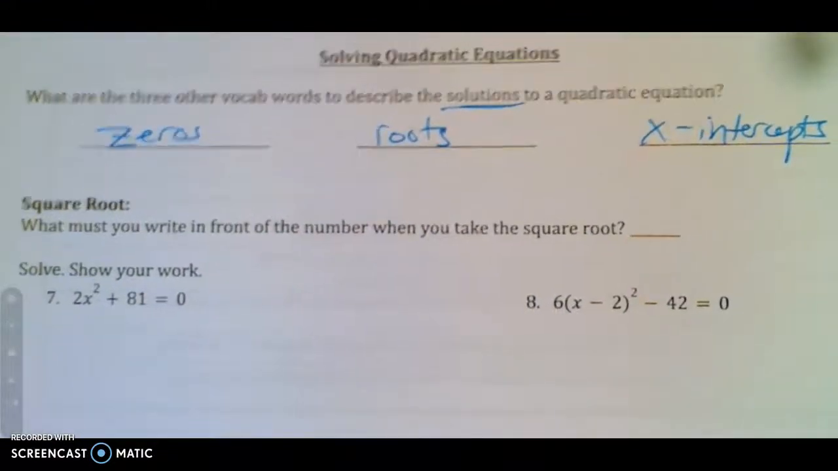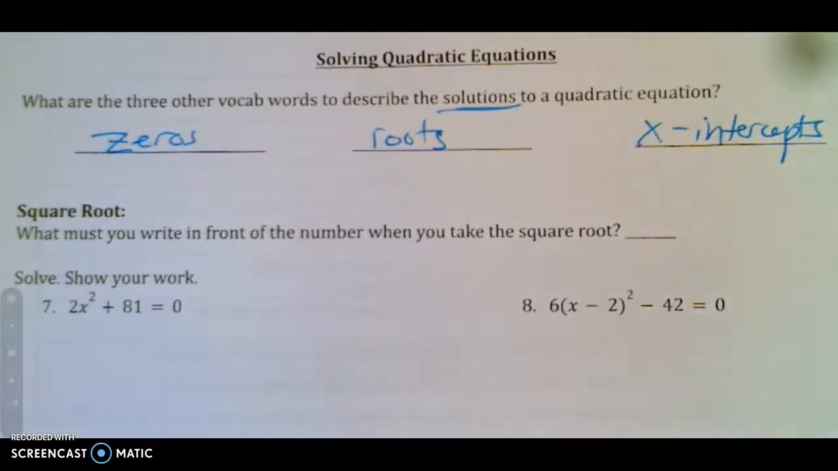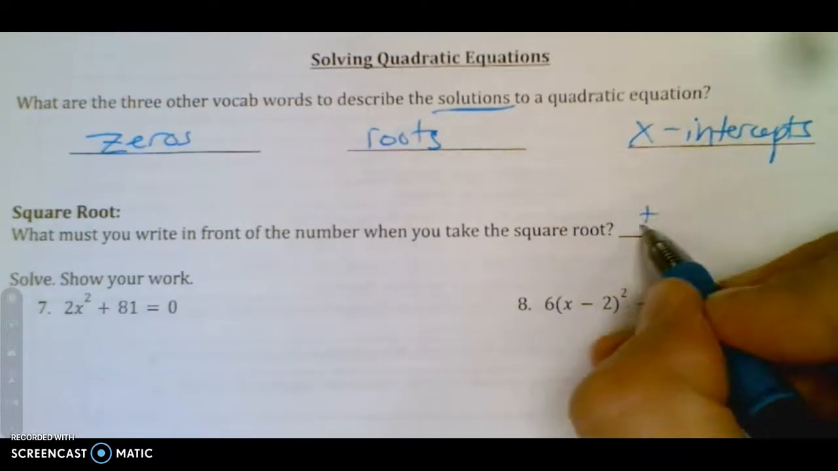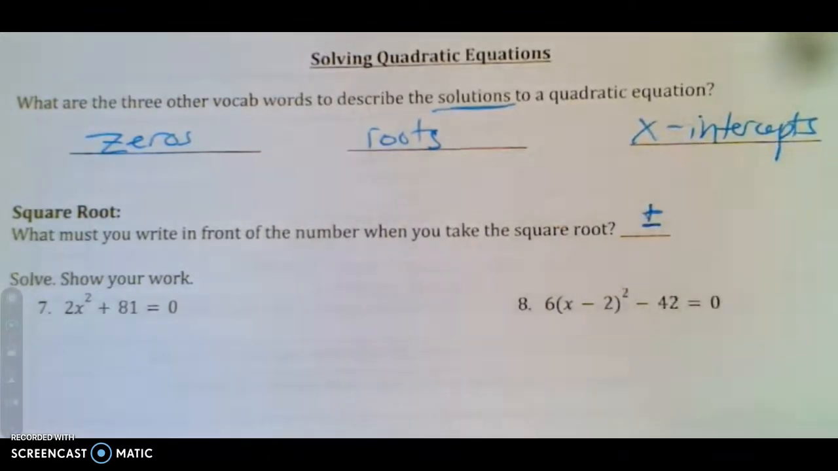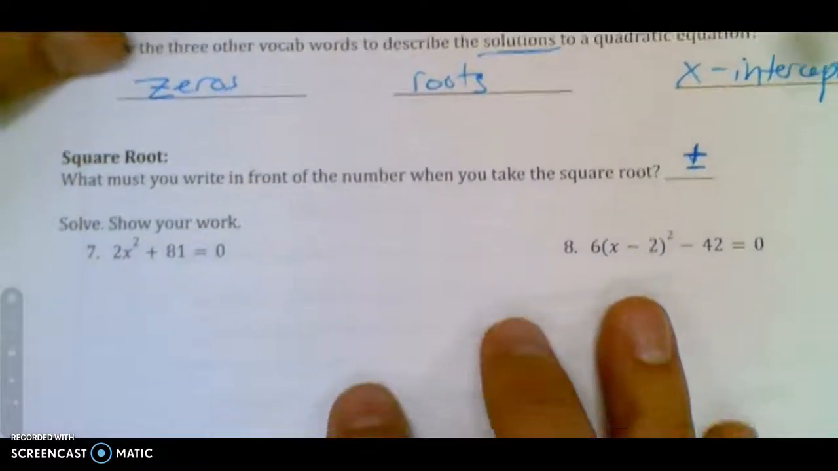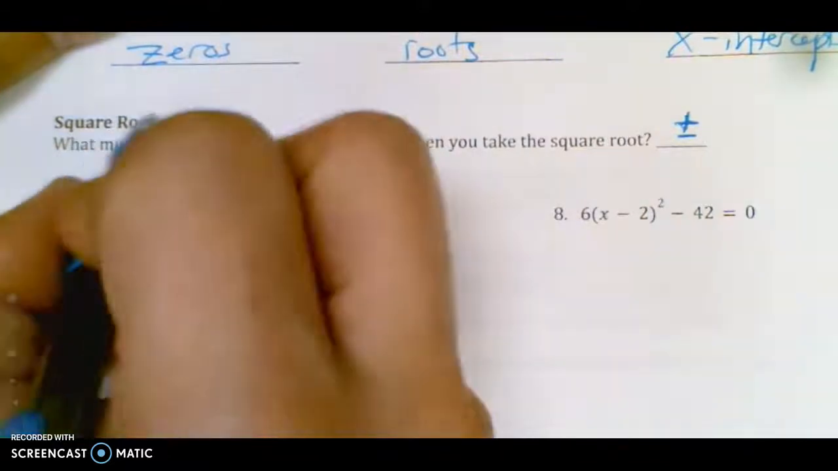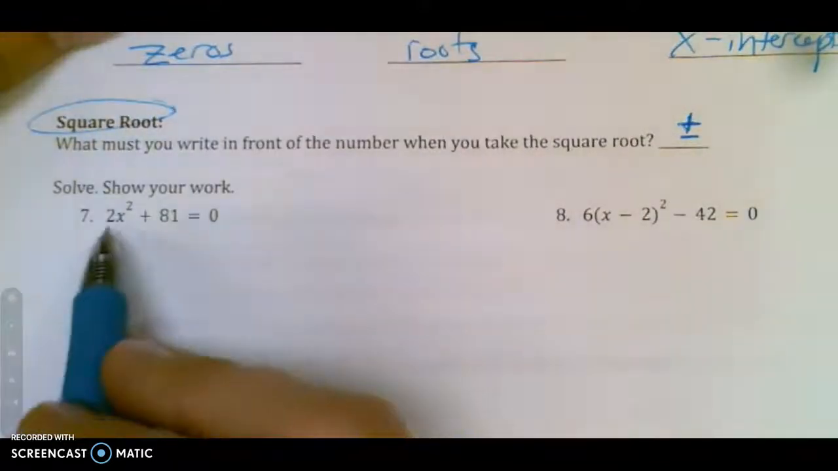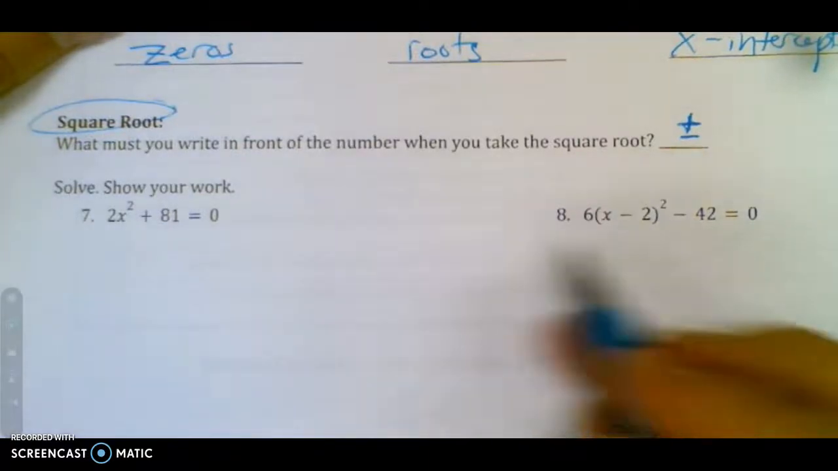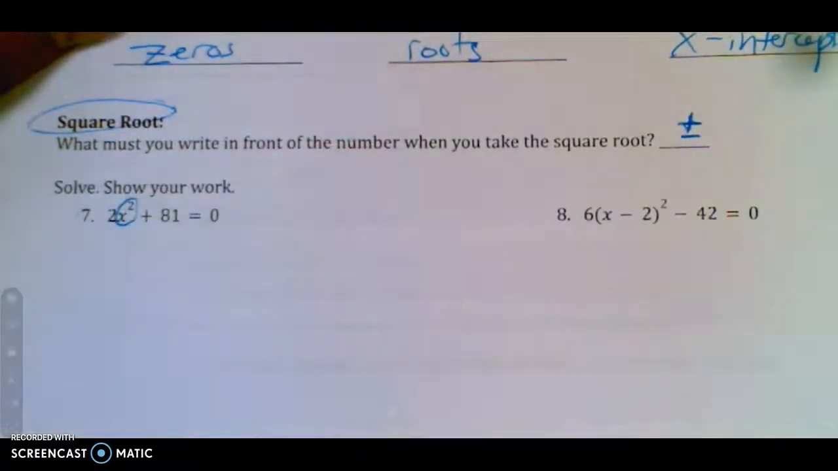Alright, so what must you write in front of the number when you take the square root? A plus or a minus. Ooh, you got to remember that. Don't forget the plus or minus when you do the square root. So these two are good examples of square root problems. I know you're told to do that, but you should have noticed, see how there's no x term? And here there's no plain x term? So my goal is to get that by itself.